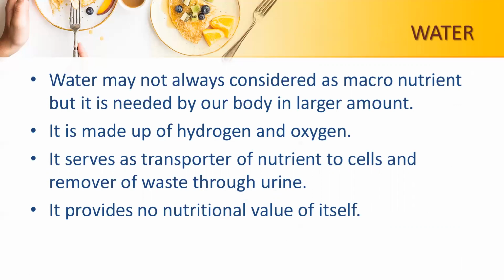And the last part of the macronutrients is water. What is water? Water is made up of hydrogen and oxygen elements in the ratio of 2:1. Water may not always be considered a macronutrient, but it is needed by our body in larger amounts. It serves as a transporter of nutrients to cells and a remover of waste through urine. It is also crucial for control of body temperature, ionic balance of the body, and body metabolism. It has zero calorie content and provides no nutritional value in itself.